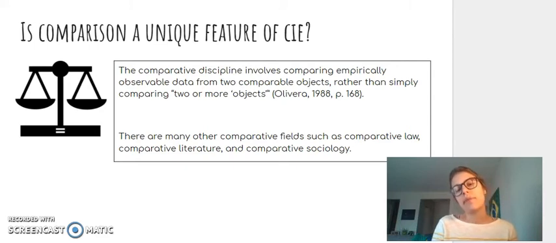Some scholars identify comparison as one of the unique features of this field, but I tend to disagree. While it does define the field, it's not unique to the field, as there are many other comparative fields such as comparative law, comparative literature, and comparative sociology.